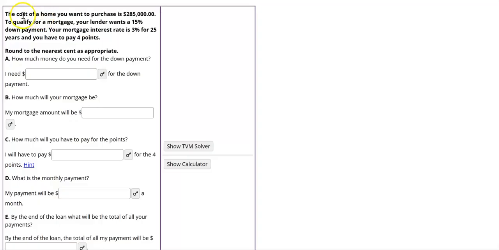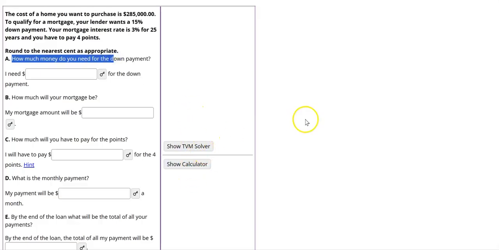So here's the question. The cost of the home you want to purchase is $285,000. That's the price of the house. To qualify for the mortgage, your lender wants a 15% down payment. Your mortgage interest rate is 3% for 25 years and you pay 4 points. Round all of your answers to the nearest cent. That's the instruction. The first question is how much money do you need for the down payment?